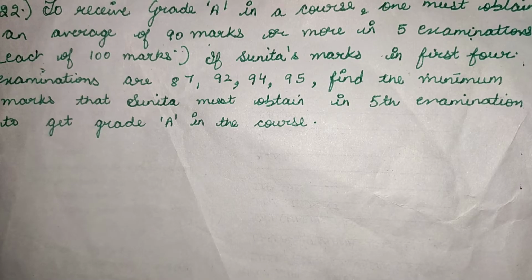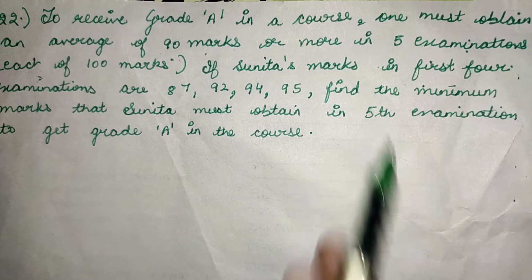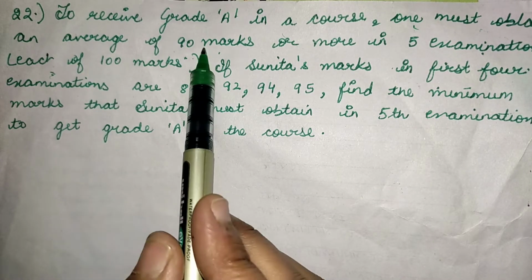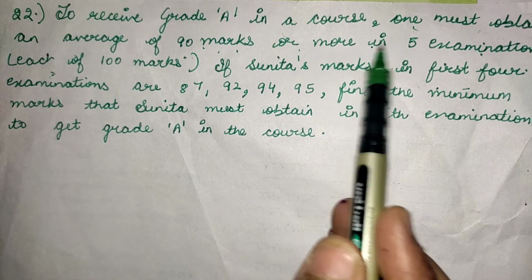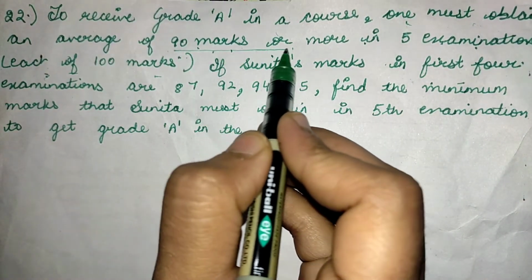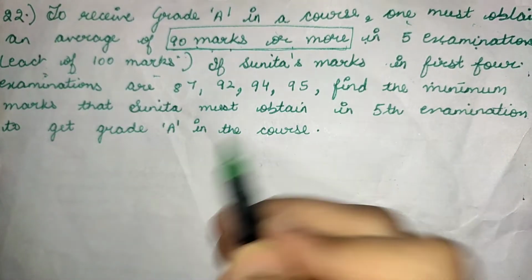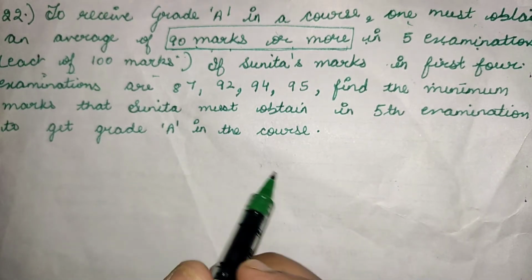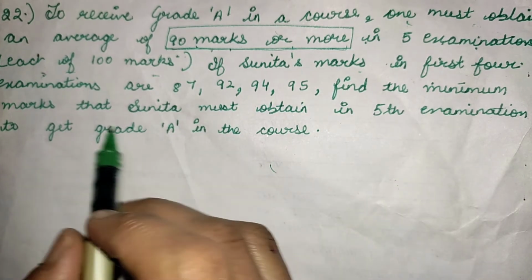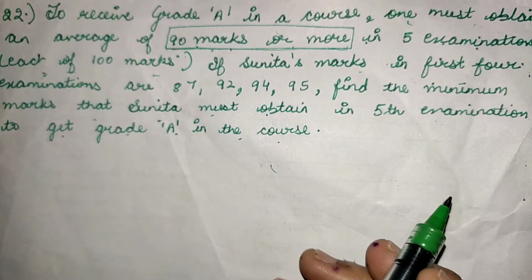Okay, moving to question number 22. Question number 22 says, to receive grade A in the course, see it is also somewhat similar, one must obtain an average of 90 marks or more in 5 examinations out of 100. So it is given that the average should be 90 marks or more, which also means that at least 90 marks should be there. If Sunita's marks in the first 4 examinations are these, then find the marks that Sunita must obtain in the 5th examination to get grade A in the course.